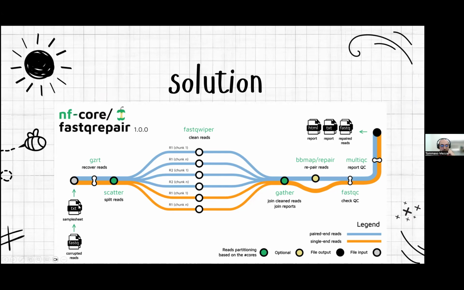So in input, you can put your sample sheet. That is very simple. First column is the meta ID. Second column, mandatory, is a FASTQ file. The third column, optional, if you have paired end, of course, the R2. And in output, you have the repaired reads with the name that you have specified in the meta ID, and a textual report, that is the report given by FASTQ wiper, and the HTML reports given by FastQC and MultiQC.